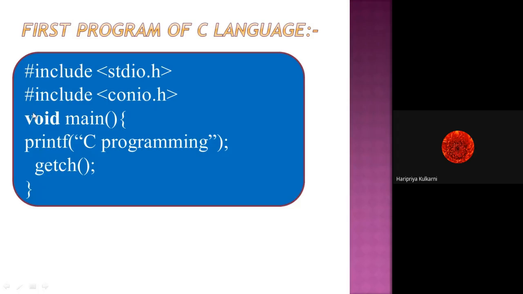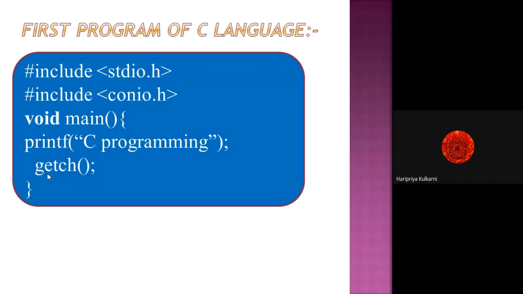So to use this function, I must include conio.h. Therefore, I have written this at the start of the program: hash include, triangular bracket, conio.h. This is one of the functions available in the conio file. Therefore, this line is a must, and only then can I use the getch function. Now, the meaning of the getch function is get character.